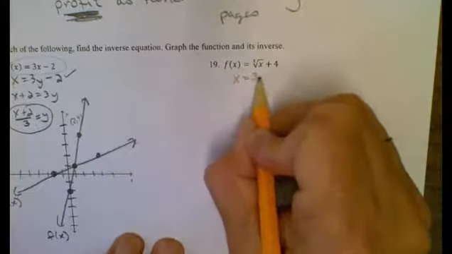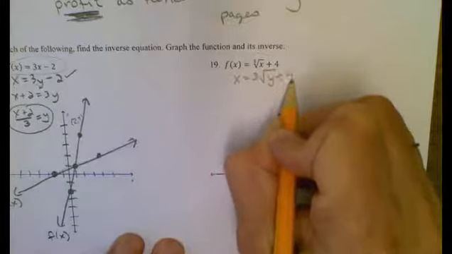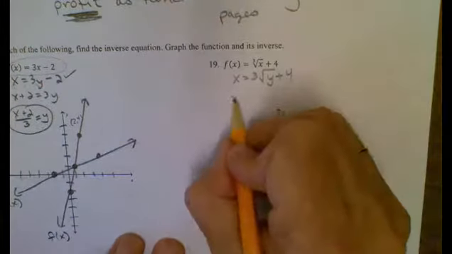So with 19, I'm going to switch the x and the y, and I have to solve that for y. So I'm going to first subtract 4.